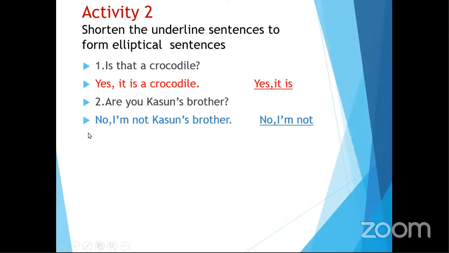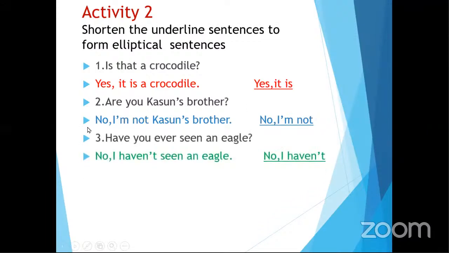Let's look at the third one. Have you ever seen an eagle? Ever means ever in your life. Have you ever seen an eagle? No, I haven't seen an eagle. That is the long form. You need not use that, but instead you can use the ellipted or shortened form, simple words: No, I haven't.